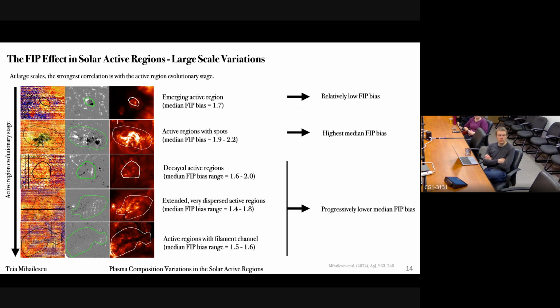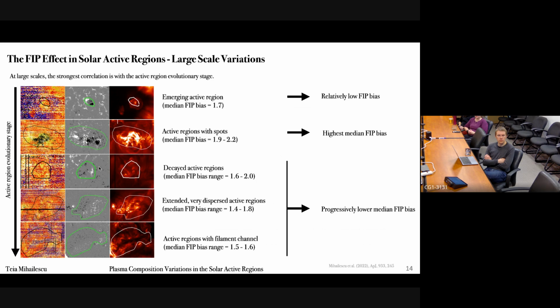So we divided the active regions into a few categories depending not on their age, but on their evolutionary stage. Active regions that are larger will have a longer lifetime, and we didn't see a correlation between the FIP bias and the age in terms of number of hours or days. But if we normalize the age by the total lifetime of the active region, that should give us the evolutionary stage. We can't really do that. We can't actually calculate that the active region is at 50% of its lifetime or 70% of its lifetime.